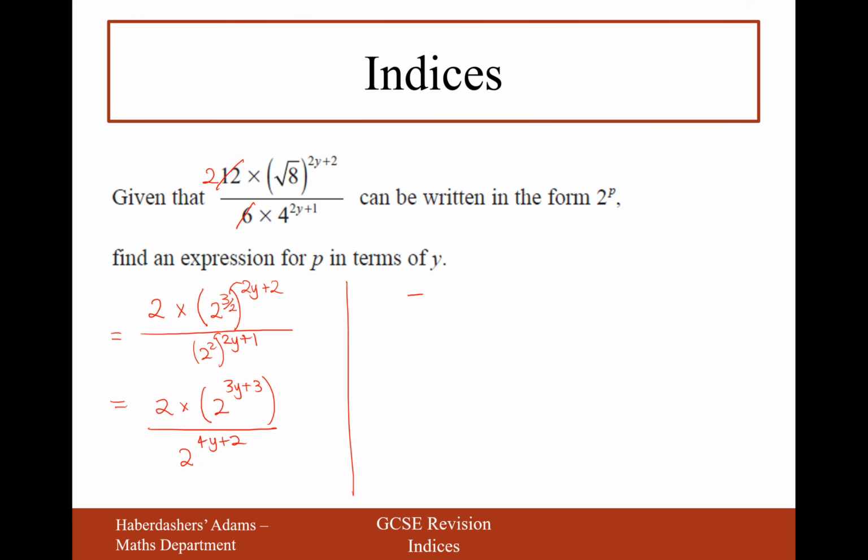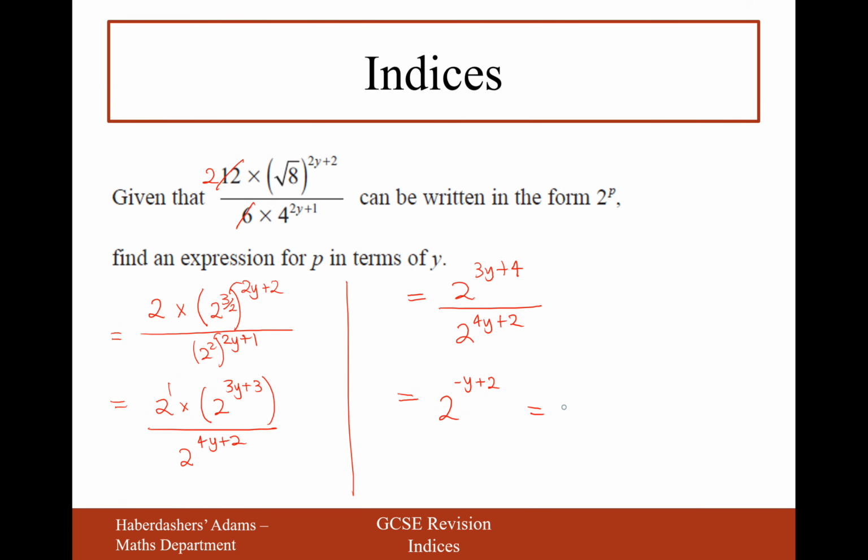Let's now move up over here. So I'm going to now add the indices together because we're multiplying the algebra here. So it's going to be 2 to the power of 3y plus 4 over 2 to the power of 4y plus 2. And now the final thing to do will be to subtract your indices here, because you're dividing them, so it would be 2 to the minus y plus 2.